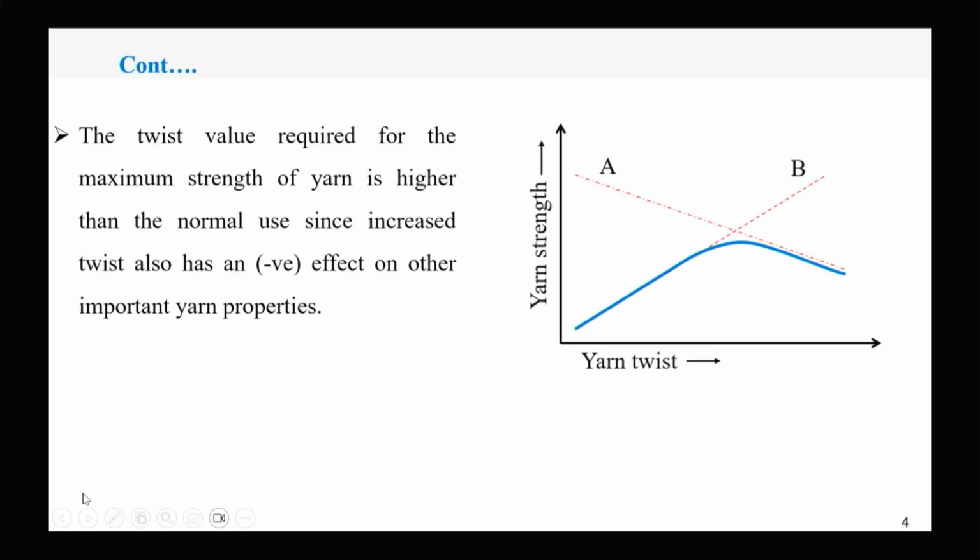So this is the relationship as I have discussed. Further increase at this point reduces. So this is the point where at particular twist the strength generated in the yarn is maximum. This twist is called optimum twist.